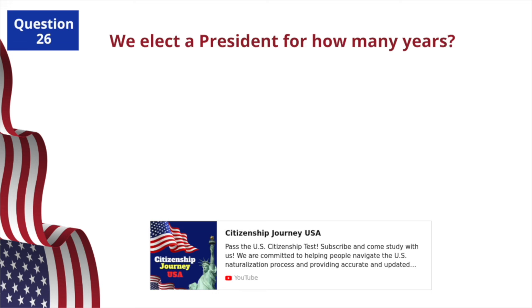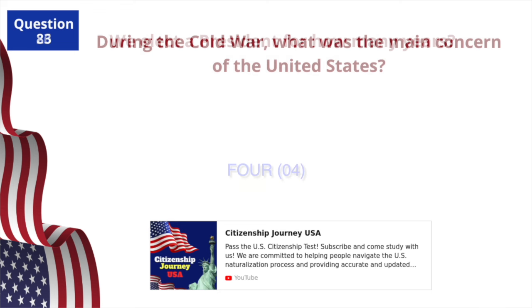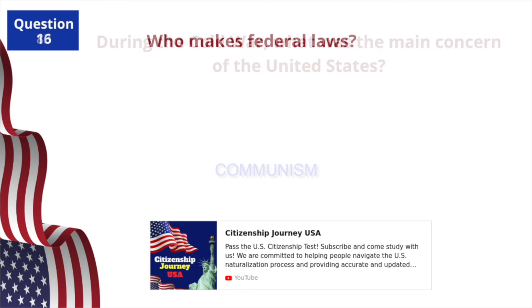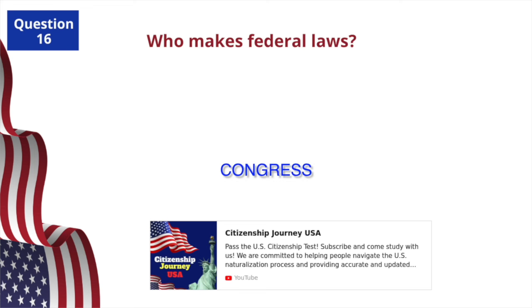We elect a president for how many years? 4. During the Cold War, what was the main concern of the United States? Communism. Who makes federal laws? Congress.